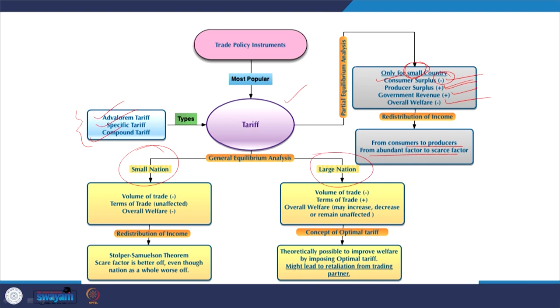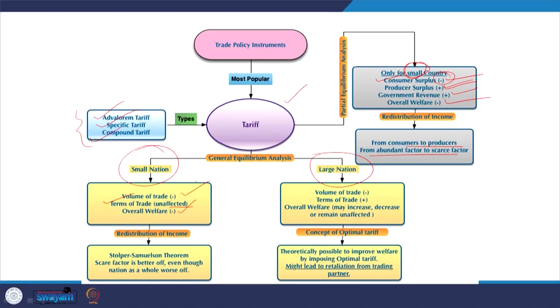Largely we started the discussion of whether, if a small country imposes a tariff, it impacts the terms of trade of the rest of the world. Usually a small country does not change the terms of trade, and the net welfare change to the rest of the world is unaffected. The terms of trade are unaffected, as I already explained earlier. Whereas overall welfare for the small country is negative, and the volume of trade is going to fall.